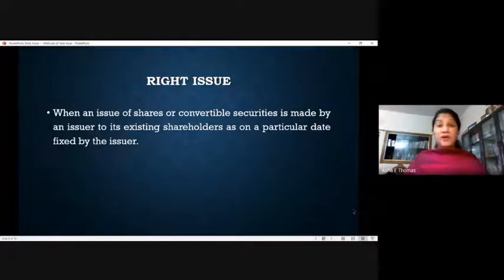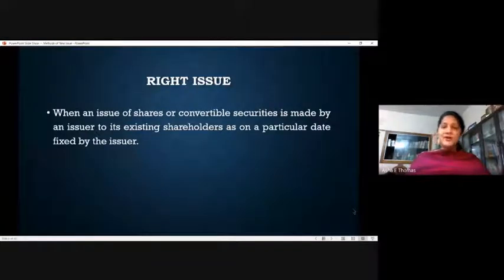All of them will be made with the right issue. And it's your privilege. So if you want, you can take up the offer. If you do not want, you can just leave it like that. So it's an offer made to the existing shareholders, as on the company's book on a particular day.